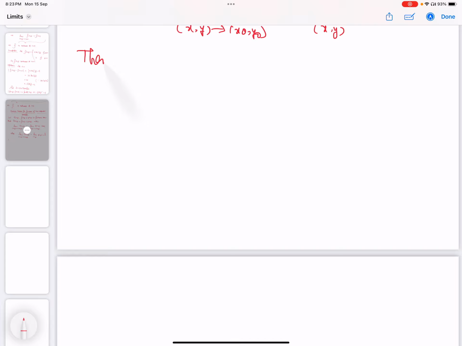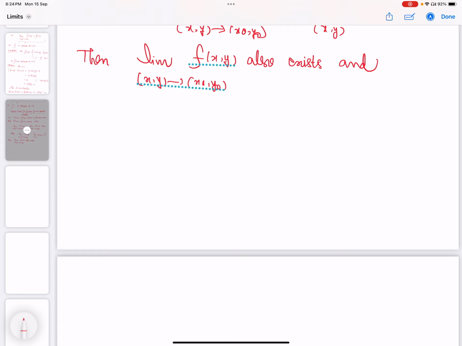Then the limit as (x,y) tends to (x naught, y naught) of f(x,y) also exists, and that limit is equal to L. Let's see its proof.